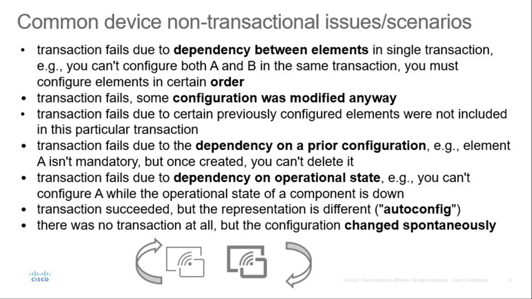Transaction fails, but some device configuration was modified anyway. That means the device is not restored to its original state. Transaction fails because certain previously configured elements were not included in this particular transaction. Transaction fails due to dependency on a prior configuration. For example, element A isn't mandatory, but once created, you can't delete it.